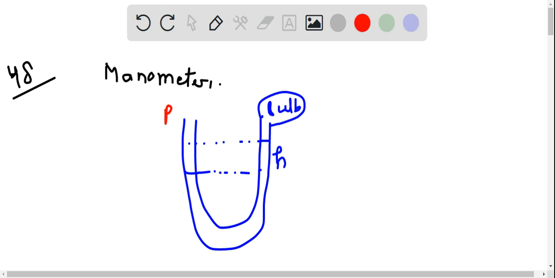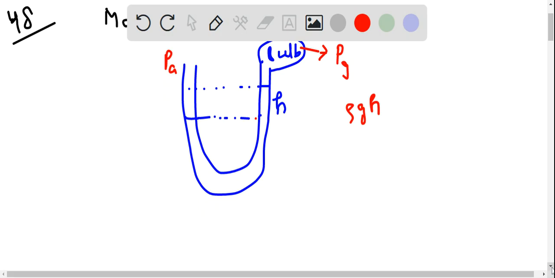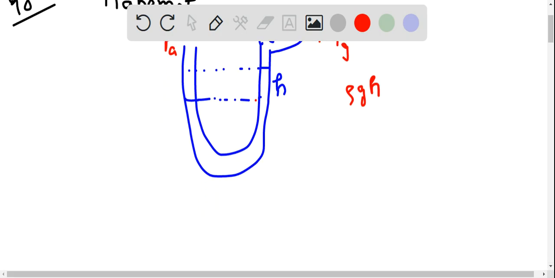This end has the atmospheric pressure, bulb has the gas pressure, and the difference in height gives us the hydrostatic pressure. Rho is the density of the liquid in the manometer. When the gas pressure is written as P gas is equal to P atmospheric minus rho G H.